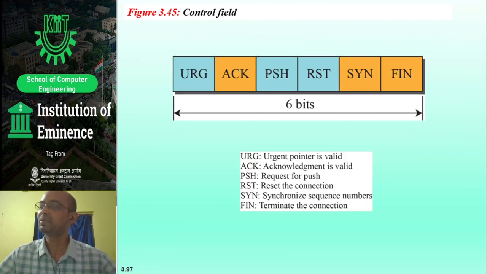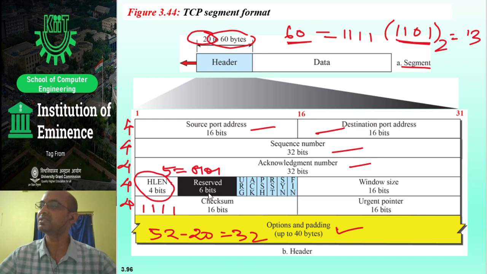Now coming to the remaining flags, there are reserve fields, and then the 6 flags that represent a particular status of the communication: urgent pointer, acknowledgement, push, reset, sync and fin. We will discuss these, as well as window size, checksum and urgent pointer. So we have to discuss them one by one.